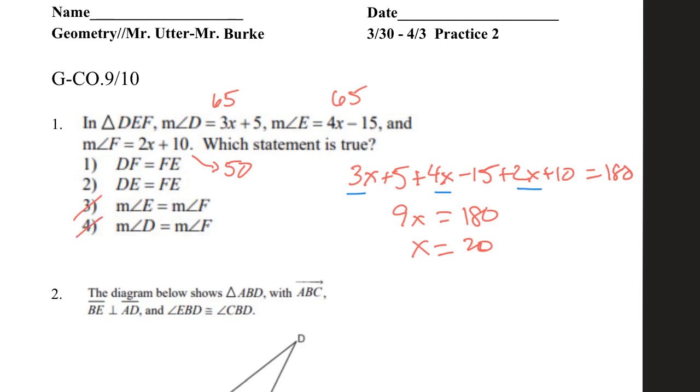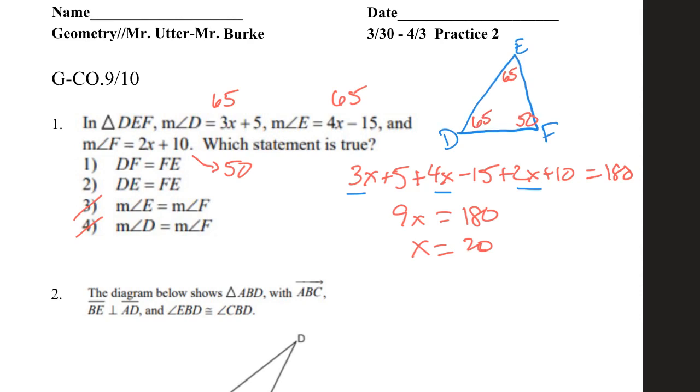Okay, so now in 1 and 2, they're asking for side length DF is equal to FE, and then in number 2, it's asking for side length DE is equal to FE. So now I need a picture. So let's go ahead and give myself a picture of what this looks like. And I'll just put D, E, and F over here. So we know that D is 65 and also E is 65, and then F is 50.